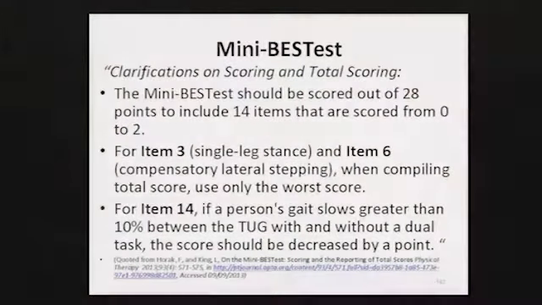Okay, so Mini-BESTest. This should be scored out of 28 points to include the 14 items. She gave a couple of little extra things: if they're doing the single leg stance or compensatory lateral stepping and you're wondering, oh, well, left or right, which way do I score? She did better on the right than the left. Score the worst score. Why? You're trying to prove they need services. You're trying to prove what's their worst that they could be. What's the risk of falling? So don't score the best score, score the worst.